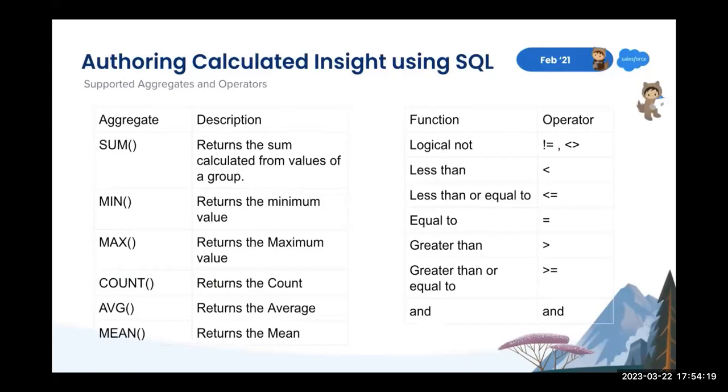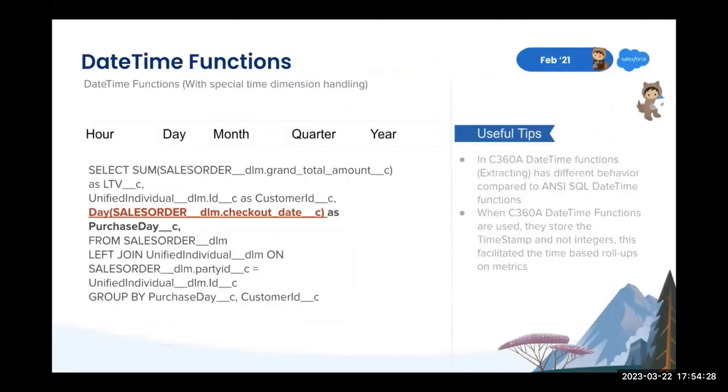Again, we're starting small, but in upcoming releases, we will be opening up some of these capabilities in a quite significant fashion. Another interesting thing to understand is some of the datetime functions. Some of these datetime functions, like hour, day, month, quarter, and year, provide additional behavior where you may need to roll up your metrics. So let's say you're collecting your metrics on an hourly basis, but then you may want to roll them up to a daily basis or a monthly basis.